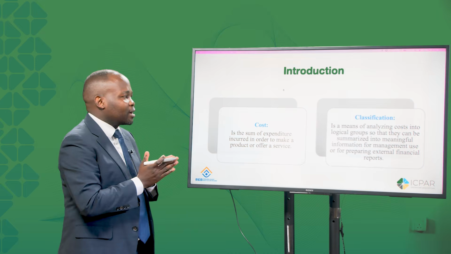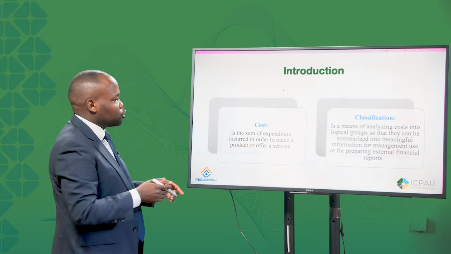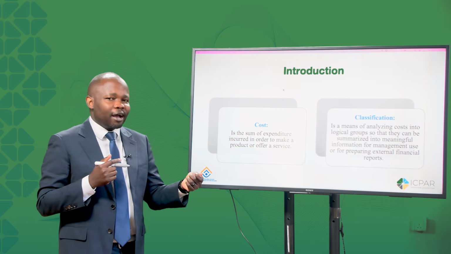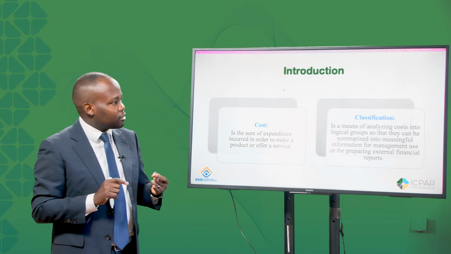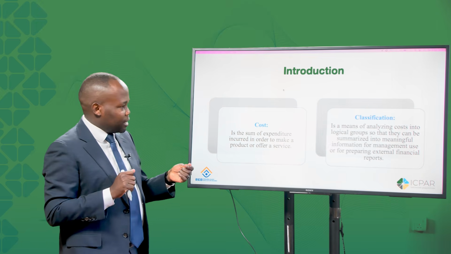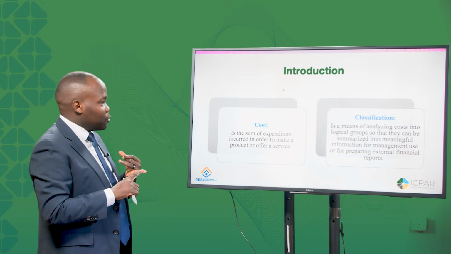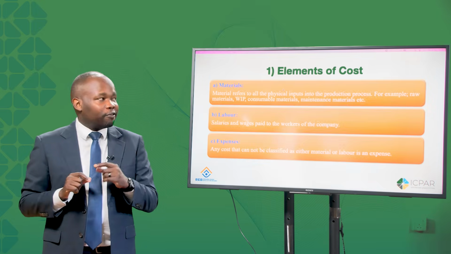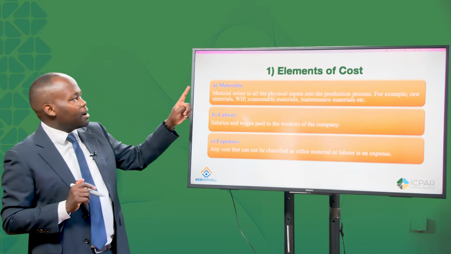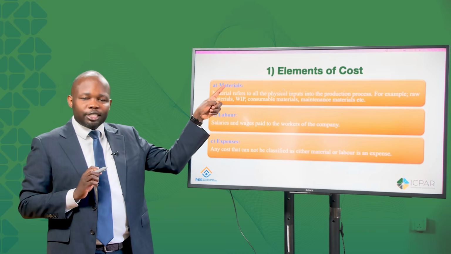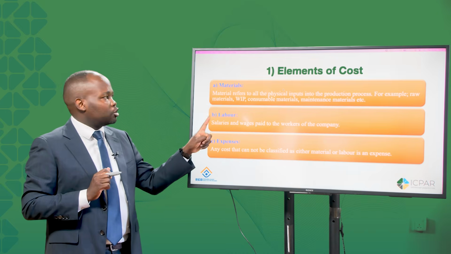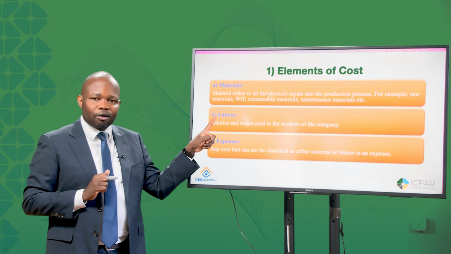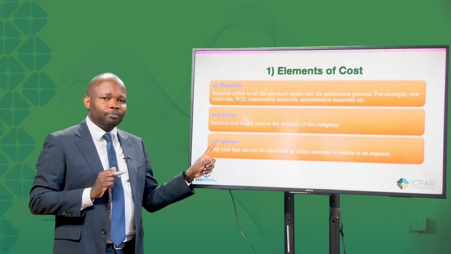So let's look at the first classification of costs. We have said the first classification is classification of costs by their elements. When we classify costs by their elements, there are 3 types of costs. We have number 1, what we call material costs. Number 2, what we call labor costs. And number 3, what we call expenses.